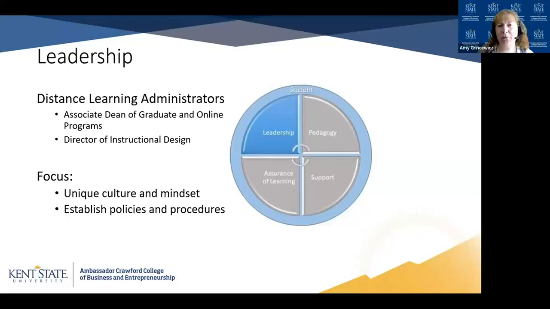And part of that culture and mindset that we've instilled in the college is really about establishing policies and procedures. So within the college, we have taken all of the QM standards and changed that into 15 more streamlined standards that the college uses for all of our online courses. And so it was easier for faculty to understand the 15 than the 44 that's in the rubric. And so that was a lot of work from the leadership end of just kind of creating our own culture, our own standards within our college. So that's where leadership starts.